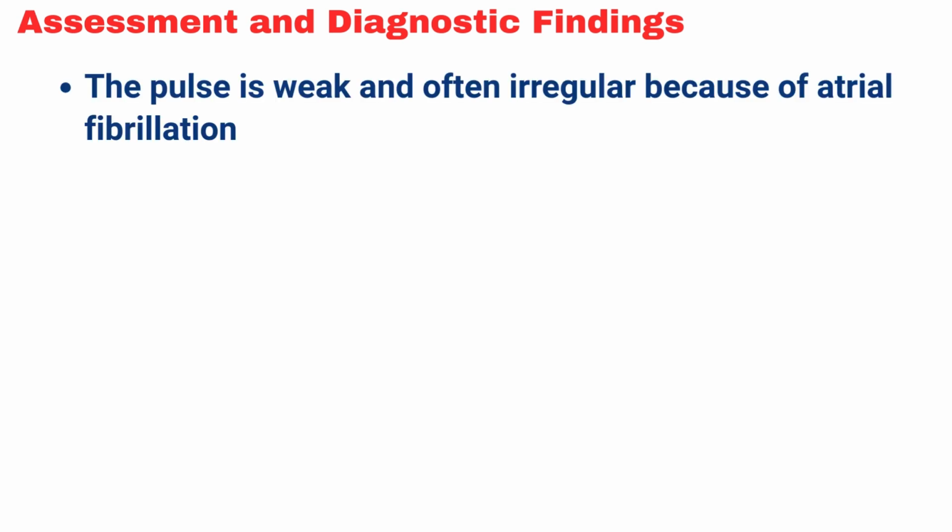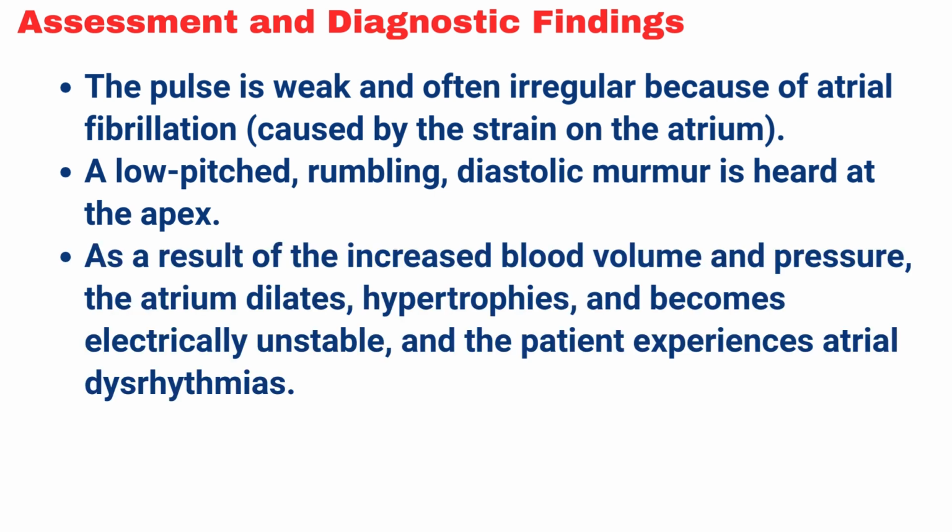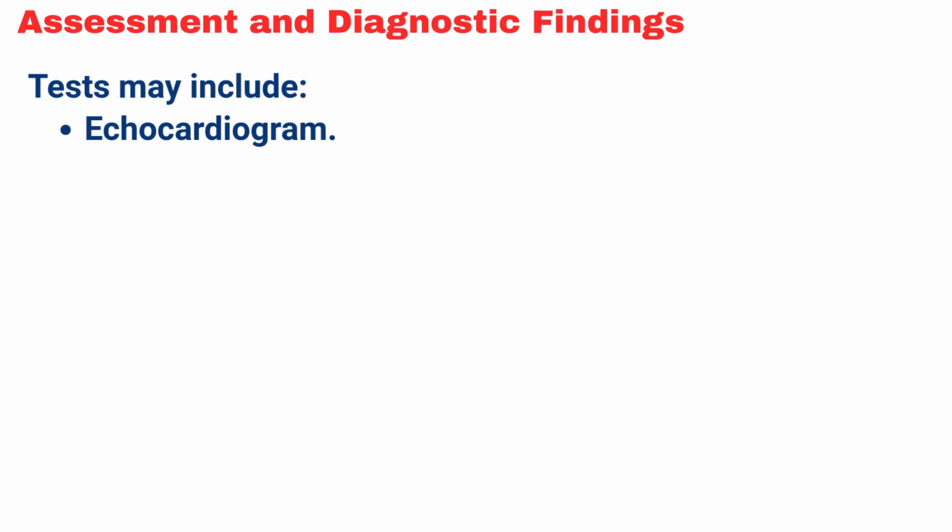The pulse is very weak and often irregular because of atrial fibrillation. A low-pitched, rumbling, diastolic murmur is heard at the apex. As a result of increased blood volume and pressure, the atrium dilates, hypertrophies, and becomes electrically unstable, and the patient experiences atrial dysrhythmias. Tests may include echocardiogram.